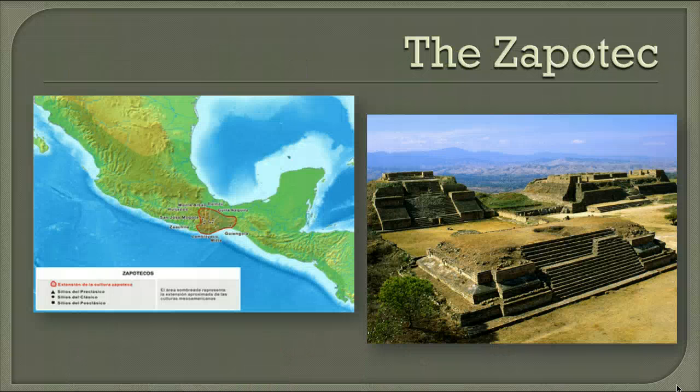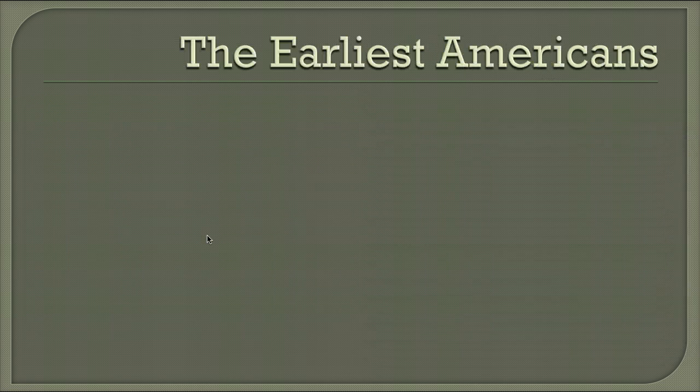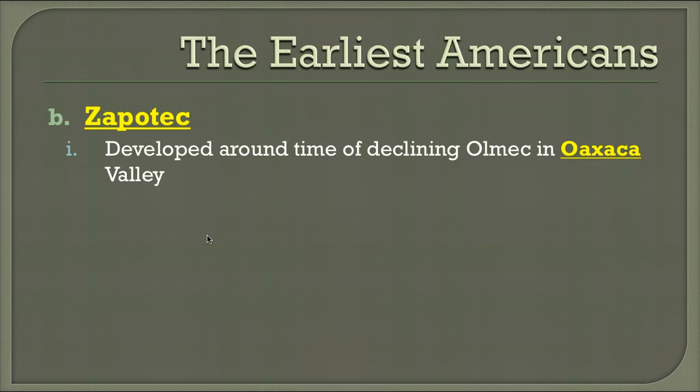Now, the other group we're going to talk about in this area is the Zapotec. They're actually located a little bit southwest. So if you can see in my little cursor here, the Olmec were found right here. If we go down to the south and to the west, we're going to find the Zapotec culture. So let's talk a little bit about who the Zapotec were.